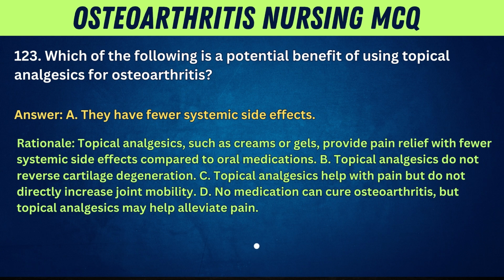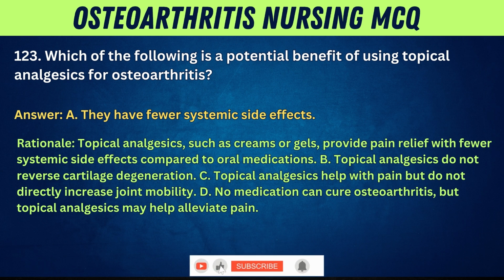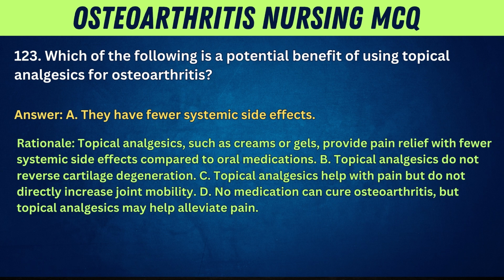B. Topical analgesics do not reverse cartilage degeneration. C. Topical analgesics help with pain, but do not directly increase joint mobility. D. No medication can cure osteoarthritis, but topical analgesics may help alleviate pain.